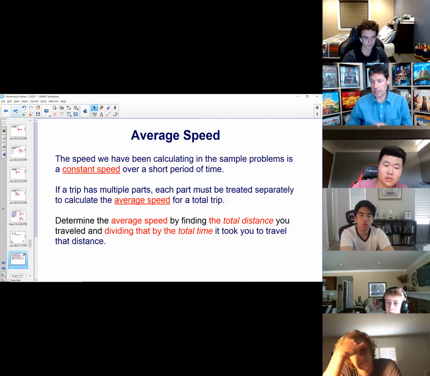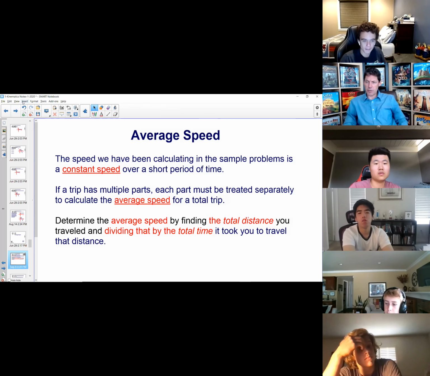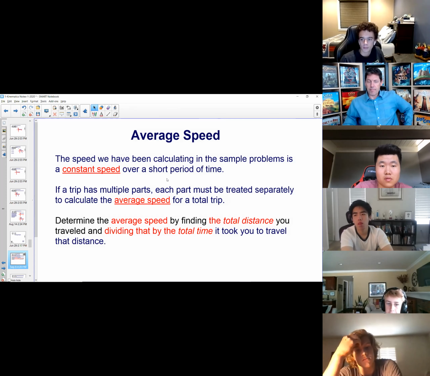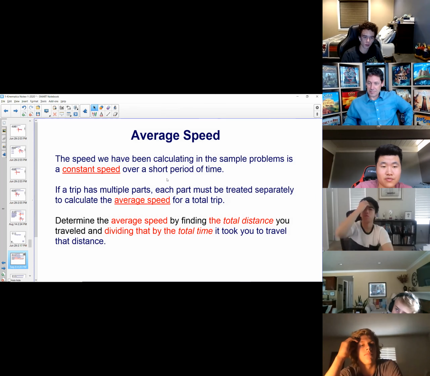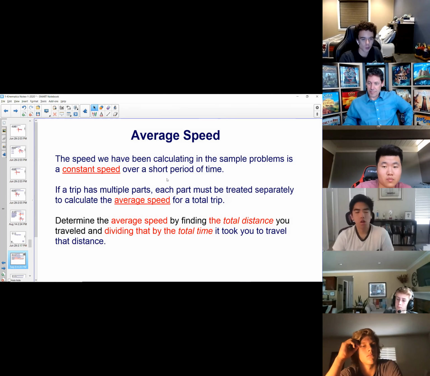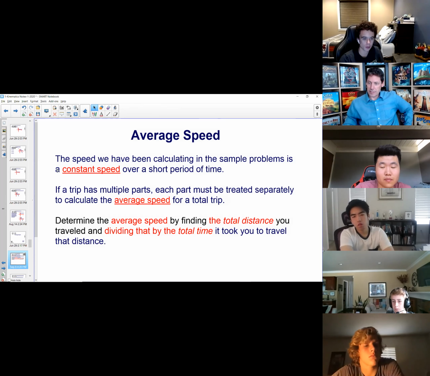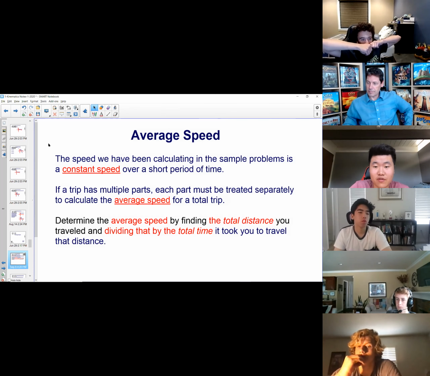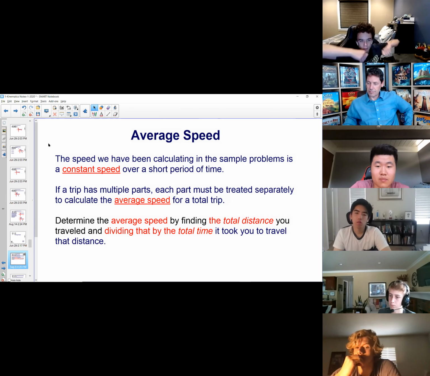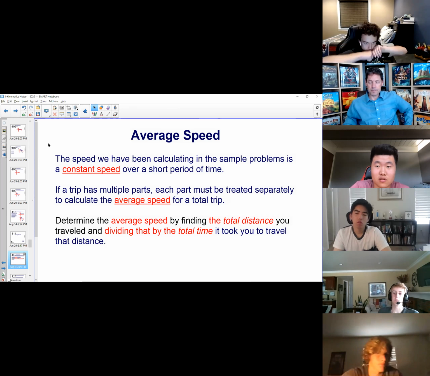So with average speed, let's have someone read this first sentence here at the top. The speed we have been calculating in the sample problems is a constant speed over a short period of time. And then Carson, would you read that second one? If a trip has multiple parts, each part must be treated separately to calculate the average speed for a total trip. Good. And then someone, the last one? Determine the average speed by finding the total distance you traveled and dividing that by the total time it took you to travel that distance.